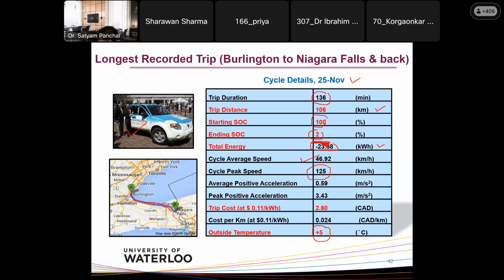Driving the vehicle from Toronto to Niagara Falls and back, charging costs around $2.60, which is very affordable, and cost per kilometer is around 0.024 Canadian dollar per kilometer. As I said, in November the temperature was plus 5 degrees. By the way, right now the temperature is minus 23 degrees C over there.